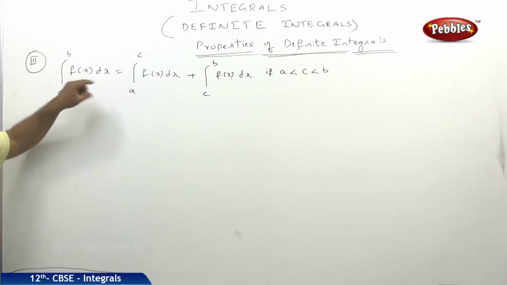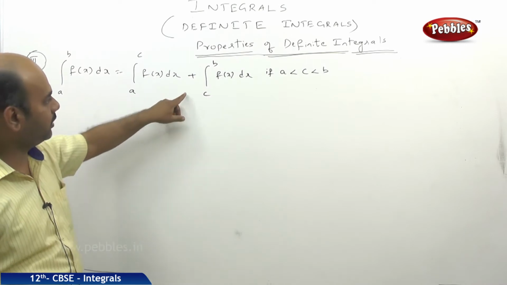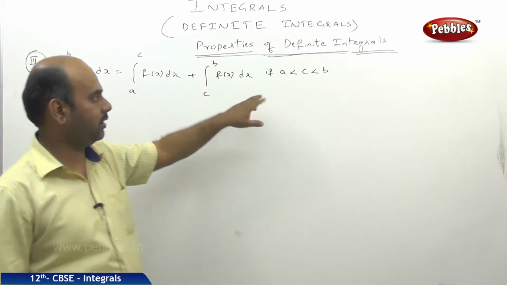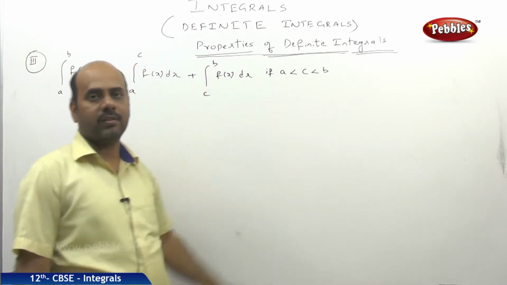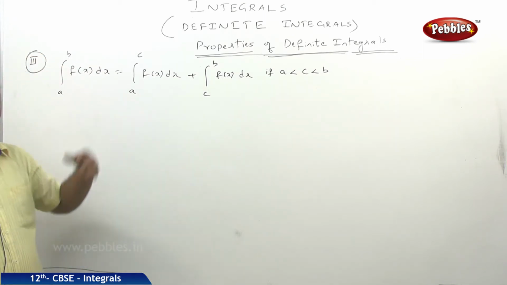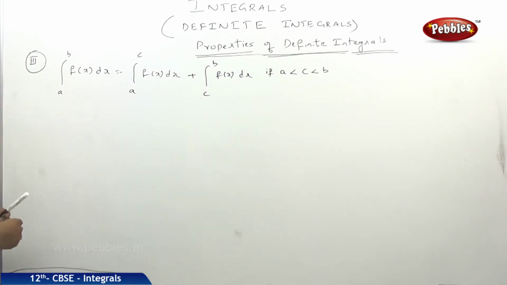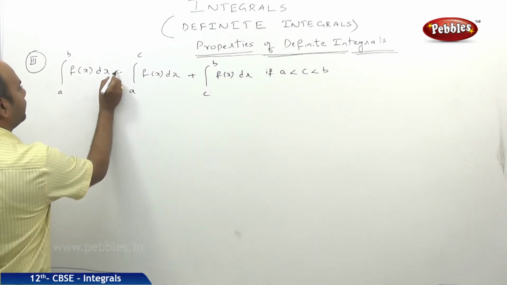Integral a to b f of x dx is equal to integral of a to c f of x dx plus integral of c to b f of x dx, if a is less than c is less than b. That means whenever c is lying between a and b, this kind of equality will be holding in definite integration. So I'll be proving this.